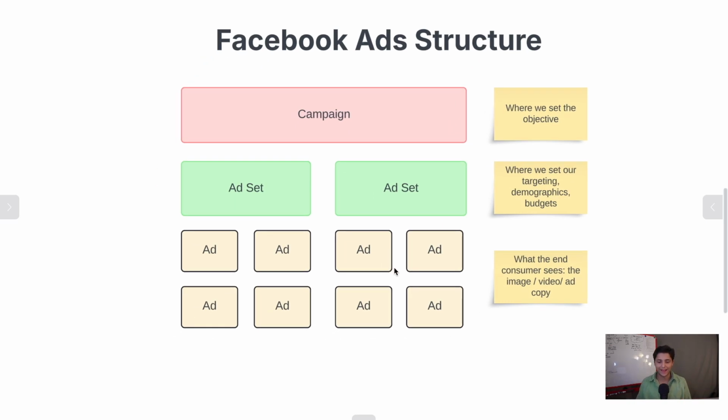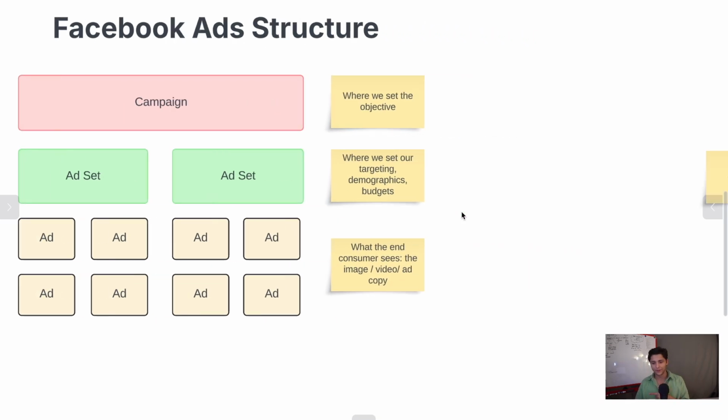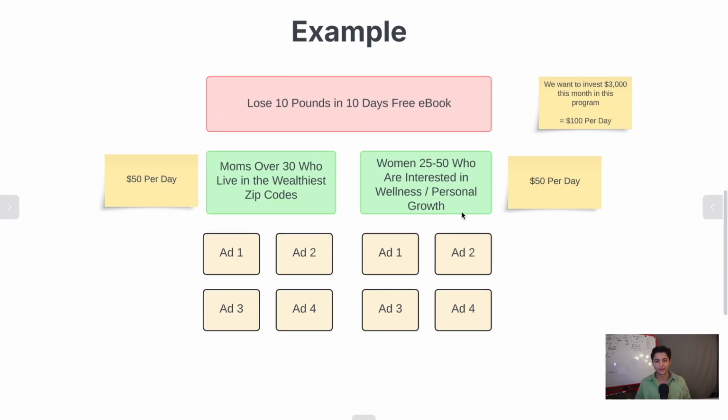And then we also see the ads, right? The ad is basically what the end consumer sees, right? It's the image, it's the video, it's the ad copy, it's the call to action. This is all on the ad level, okay? Does this make sense so far? Should be pretty simple. Cool. So that's the structure. Really quickly, let me go over to a quick example. So in this case, let's say I'm an online coach, right?